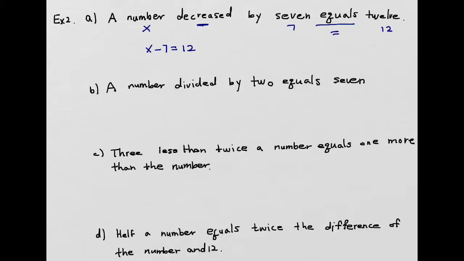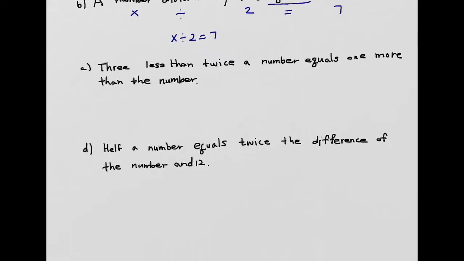Let's look at another one. A number divided by 2 equals 7. Again, where's the equal sign? Right here. So I found the equal sign, and it said that equals 7. So I found the right side. Let's look at the other side, the left side. Number divided by 2. So again, what I have in this problem is x divided by 2 equals 7. That's not bad, right?